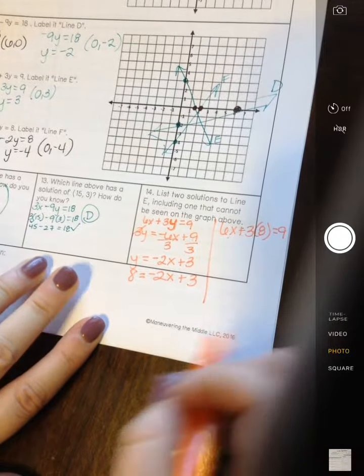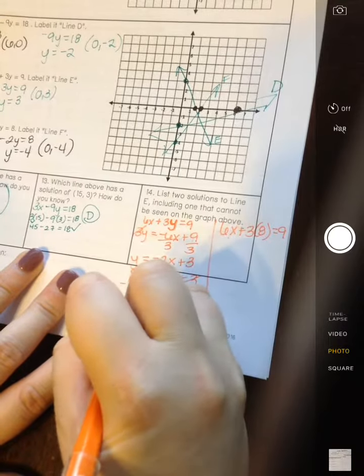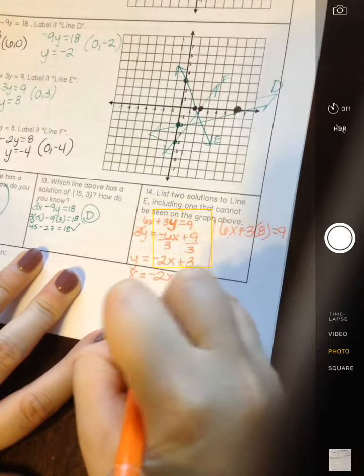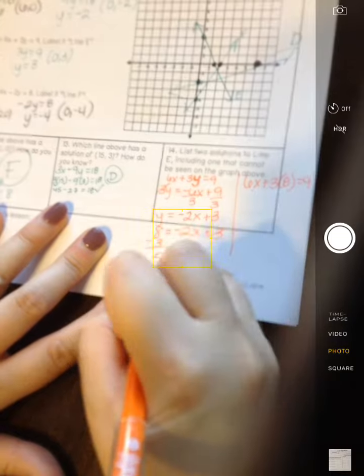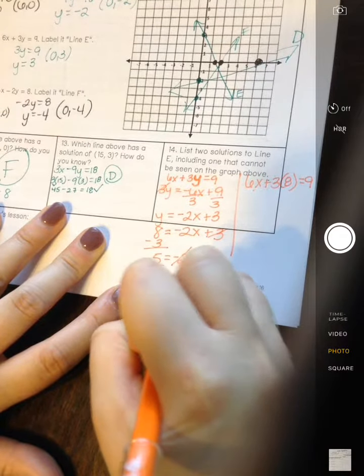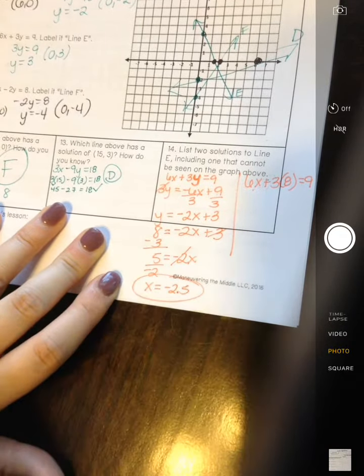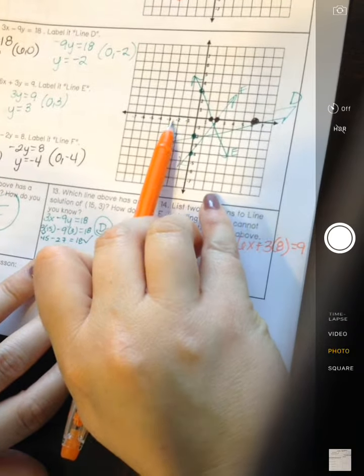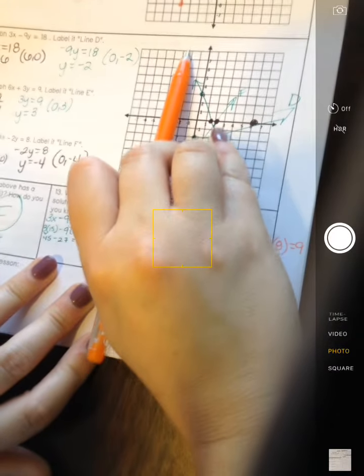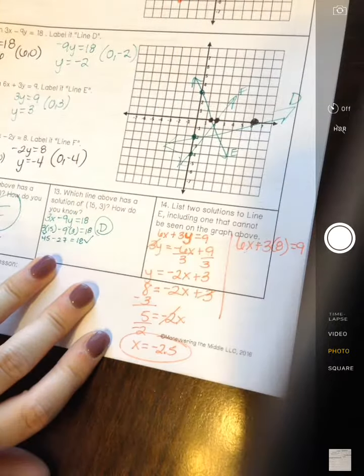So now I'll just solve for x. So if I'm doing this part first, I can subtract 3. 8 minus 3 is 5. If I divide by -2, my x will be -2.5. So if I were to plot this, -2.5 straight up to 8, it would hit the line.